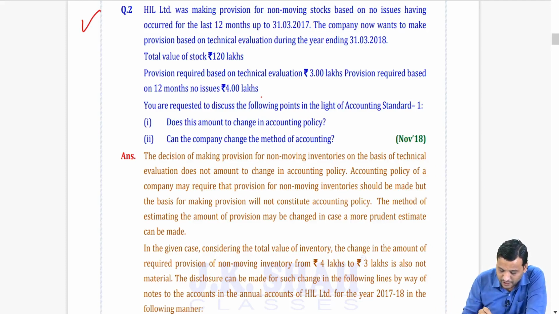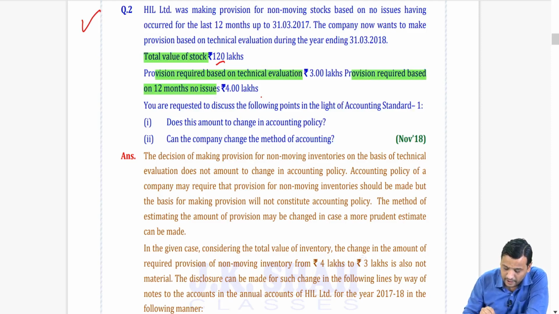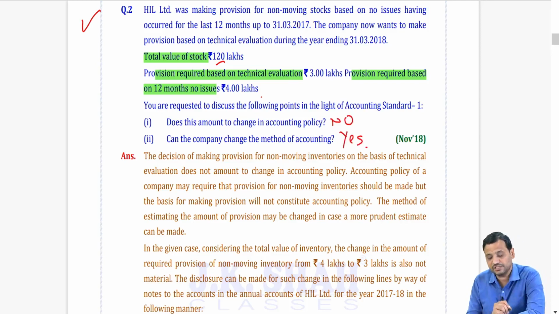Total value of stock is 120 lakhs. Provision based on technical evaluation 3 lakhs, provision based on 12 months issue 4 lakhs. You are requested to discuss the following in light of Accounting Standard 1, of course, as read with AS5. Does this amount to change in accounting policy? My first answer is no. Second answer is yes. Can a company change the method of accounting?